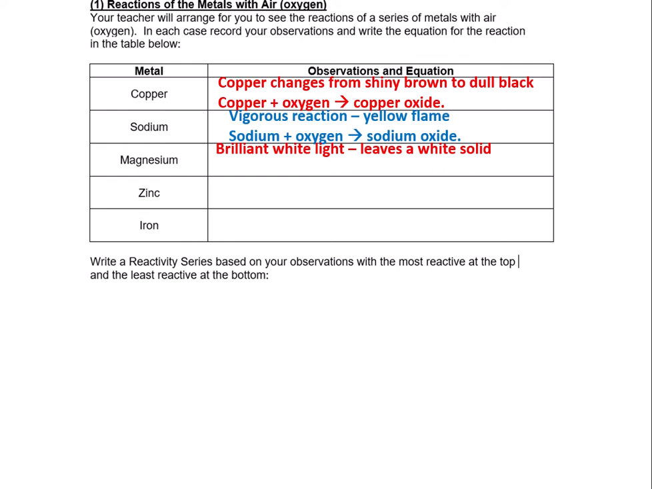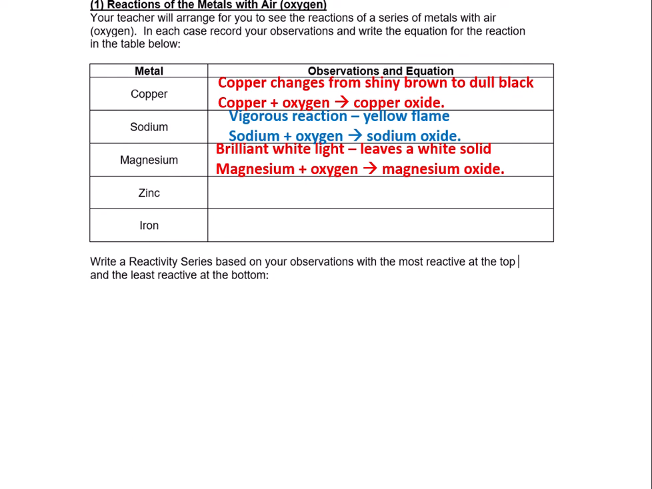And then magnesium, again at the start of the year, we had looked at its reaction. It gives that brilliant white flame. So remember, every time you get magnesium reacting, you get that brilliant white flame, and then it leaves a white solid. Now, again, it's somewhere in between. It's not as vigorous as sodium, but it was more vigorous than copper. And again, it's behaving in the same way. Magnesium plus oxygen is giving us magnesium oxide.